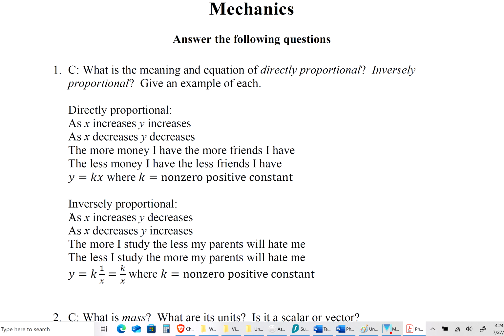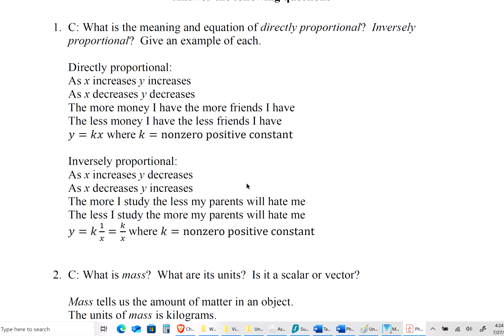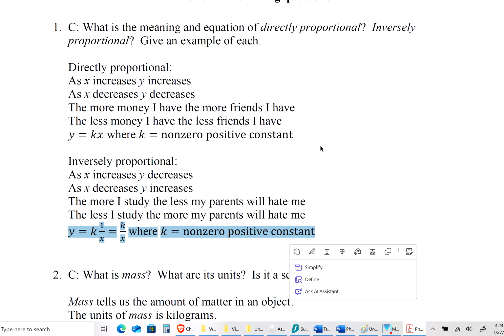Inversely proportional means as x increases, y decreases. So as y decreases, x increases. So the more I study, the less my parents will hate me. The less I study, the more my parents will hate me. An equation for this is y equals k over x, where k is a non-zero positive constant.